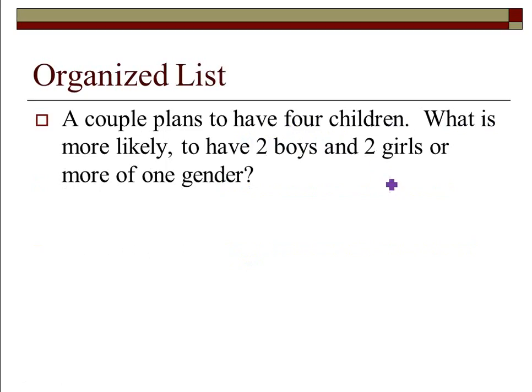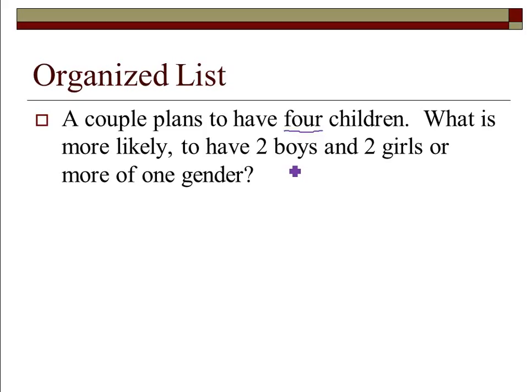First, an organized list. A couple plans to have 4 children. So we're going to have 4 different events right here. There's 4 children, so there's 4 things we're considering. I want to know what's more likely, getting 2 boys and 2 girls, or having more of one gender. So getting more boys than girls, or more girls than boys. This is a really good time for an organized list.